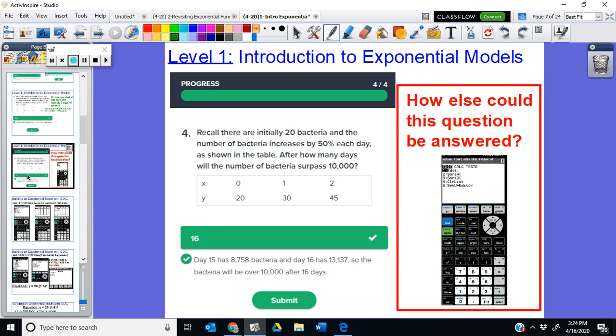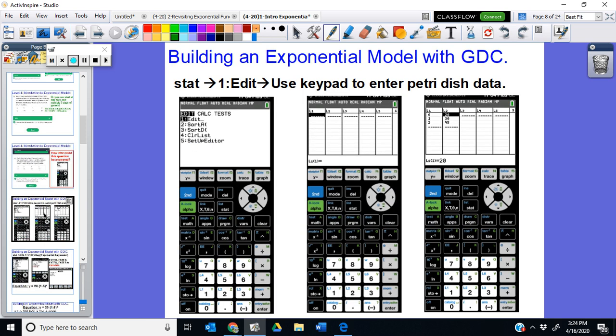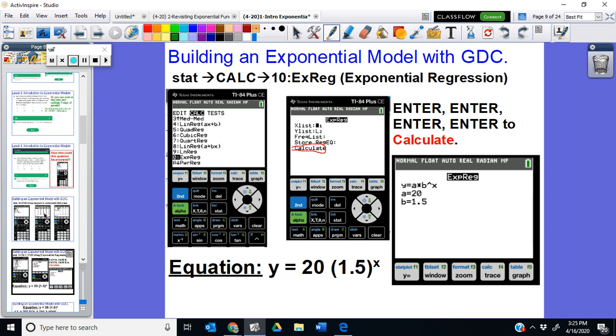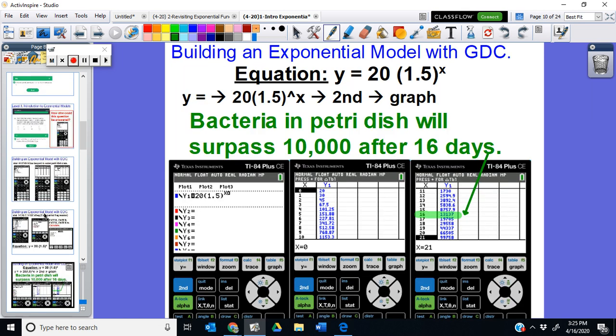The last question in this little example asks, after how many days, now we're looking for days, will the number of bacteria go past 10,000? Now, you can see the answer right here is about 16. But how could we answer it with the graphing calculator? If you look ahead in these notes, you'll see some screenshots of the calculator from the Minneapolis website. It will take about 16 days, and you can see that from the table right here. But I'd like to show you on the calculator how to do that.